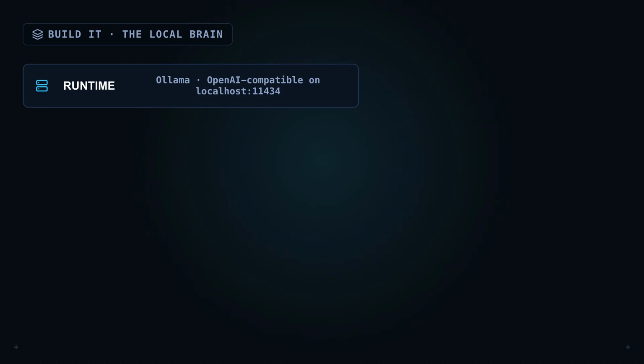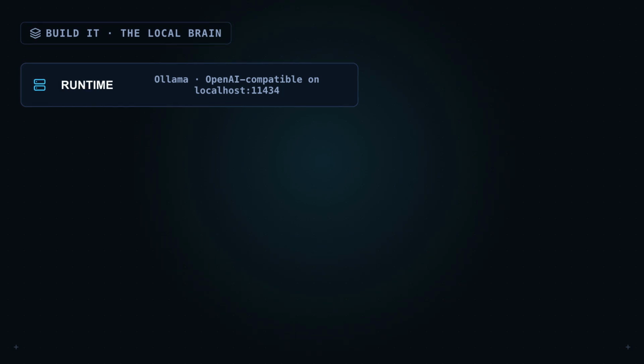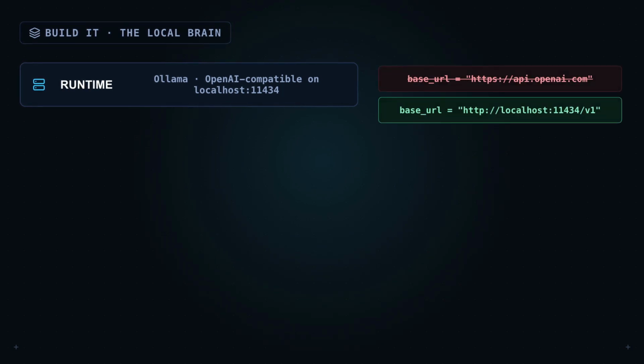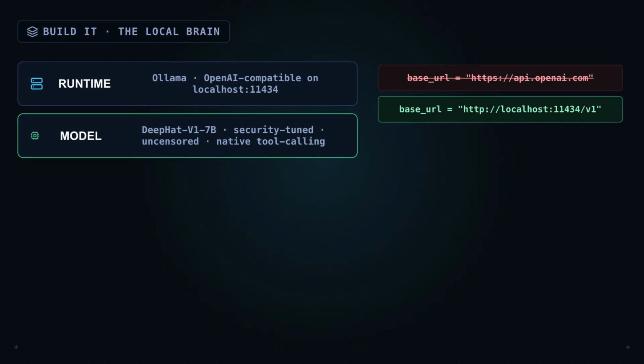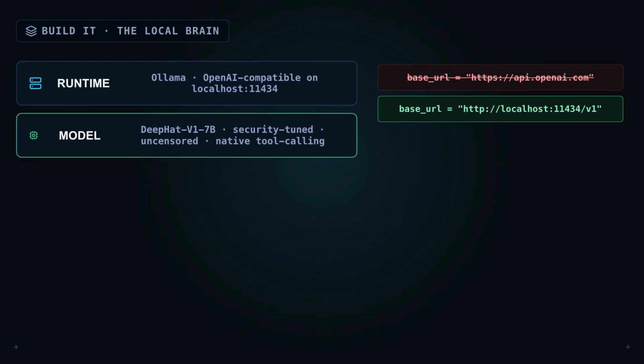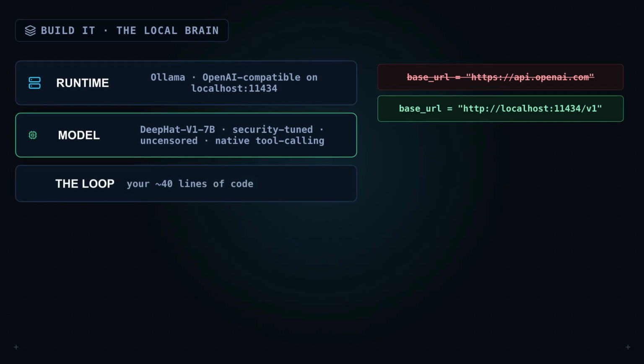Start with the runtime. I'm using Ollama because it exposes an OpenAI-compatible endpoint on localhost, which means any agent code that talks to OpenAI now talks to your machine by changing one line, the base URL. For the model, I'm pulling DeepHat, a 7 billion parameter model fine-tuned specifically for offensive and defensive security work. And critically, it's uncensored, so it won't refuse the authorized job you actually hired it for. It's built on Qwen coder, so it speaks native tool calling out of the box. One command, ollama pull DeepHat, and the brain is on your disk.